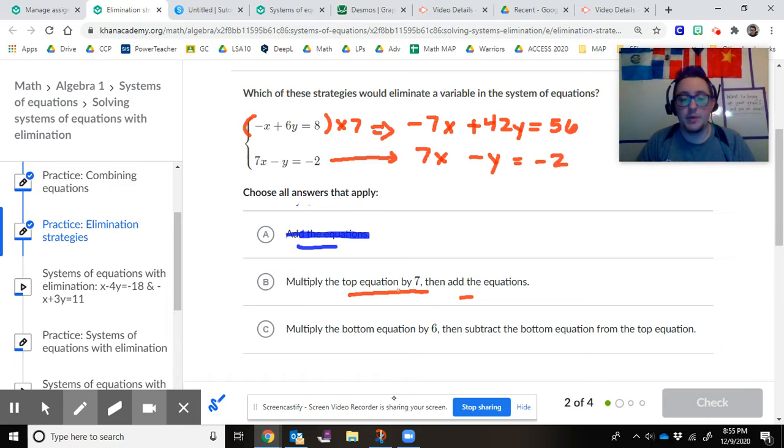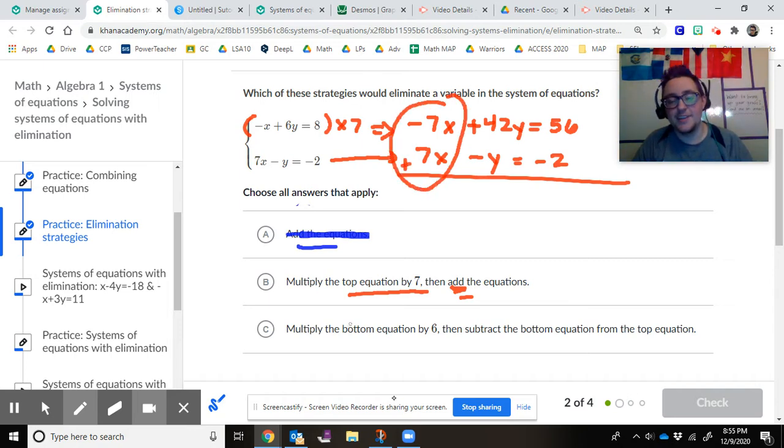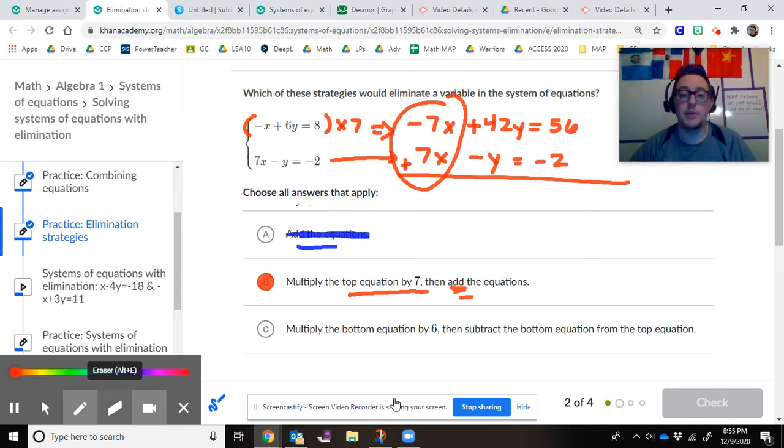So it says multiply by 7 and then add. So if I add these, oh, look at that. These variables right here will be eliminated. So that one works. If I do negative 7x plus 7x, they're going to cancel. So B is one of the options. But I don't want to just say B and then check because sometimes there's more than one. So it's definitely B, but it could also be C. So let's double check.